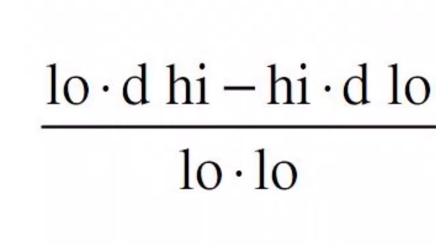Let's go! Low d high minus high d low over low squared, and away we go.